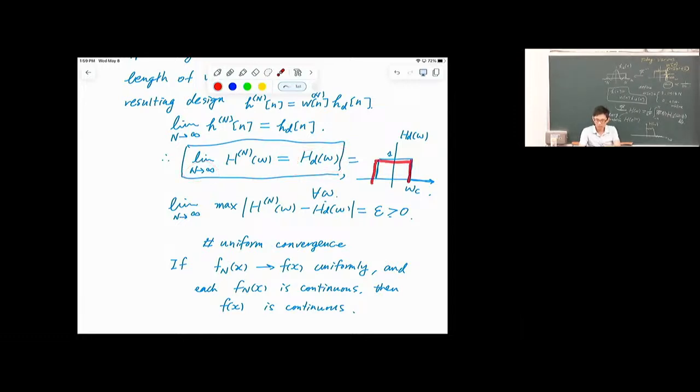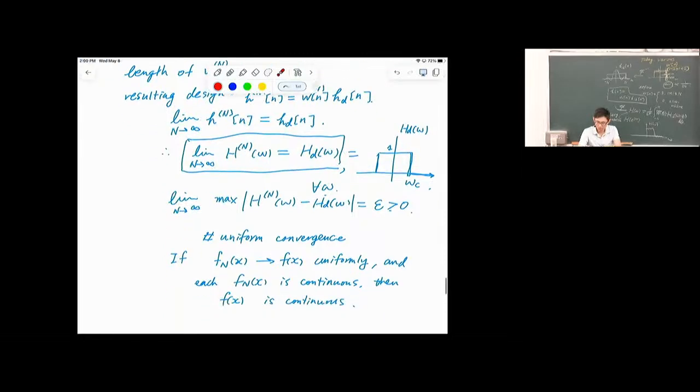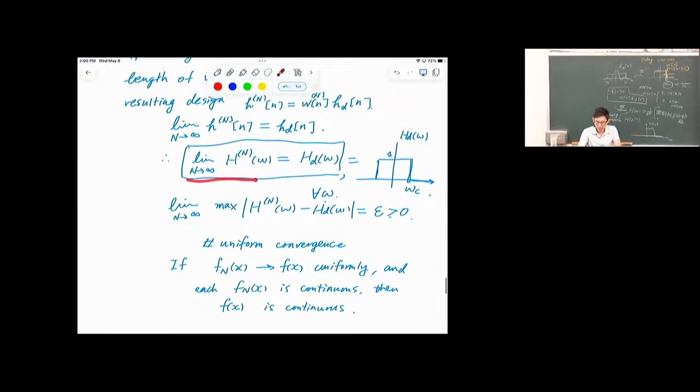It has a discontinuity at the cutoff frequency, right? So therefore, what can we conclude? Even without knowing the meaning of uniform convergence, we can conclude that the convergence is not uniform. And that turns out to be equivalent to saying that the Gibbs phenomenon must happen, that the maximum error never goes to zero.